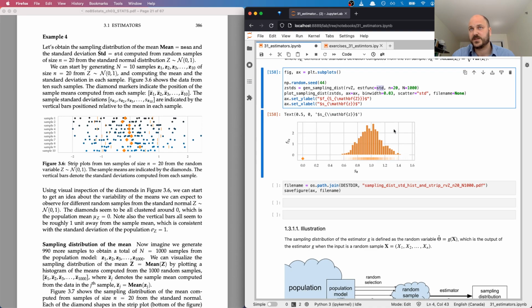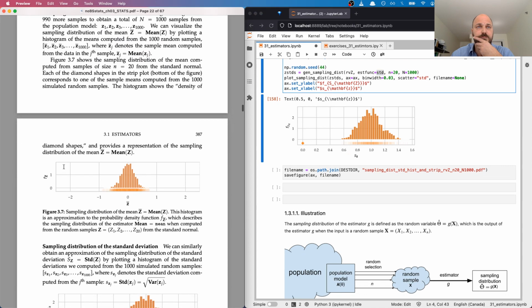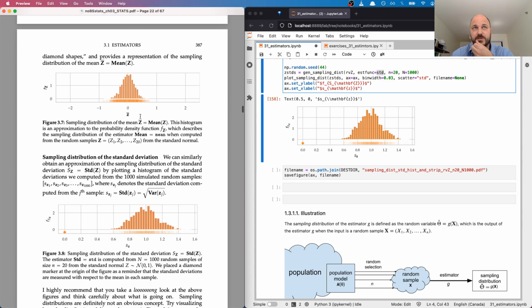Okay, so this shape here is called the sampling distribution of the standard deviation. In the book I don't show the code at first. We'll show a lot of code later on, but this is the visual explanation of what a sampling distribution is. Note, this is the sampling distribution of the mean, and this is the sampling distribution of the standard deviation. For any estimator, we can obtain such a graph: generate thousands of samples, compute the estimate from each of the 1,000 samples, and plot the distribution of the estimates.